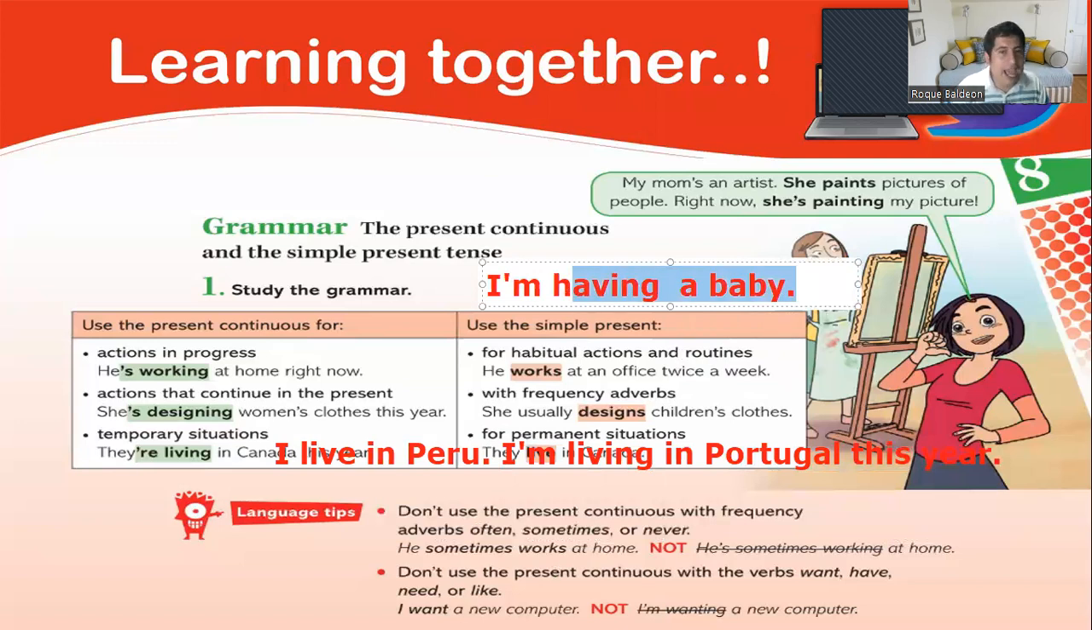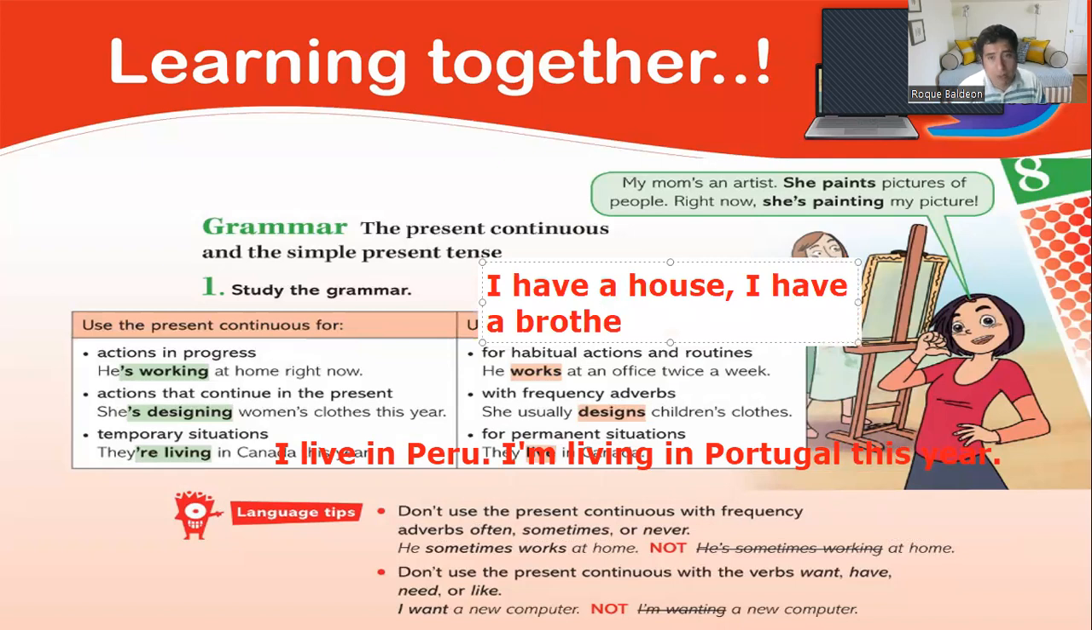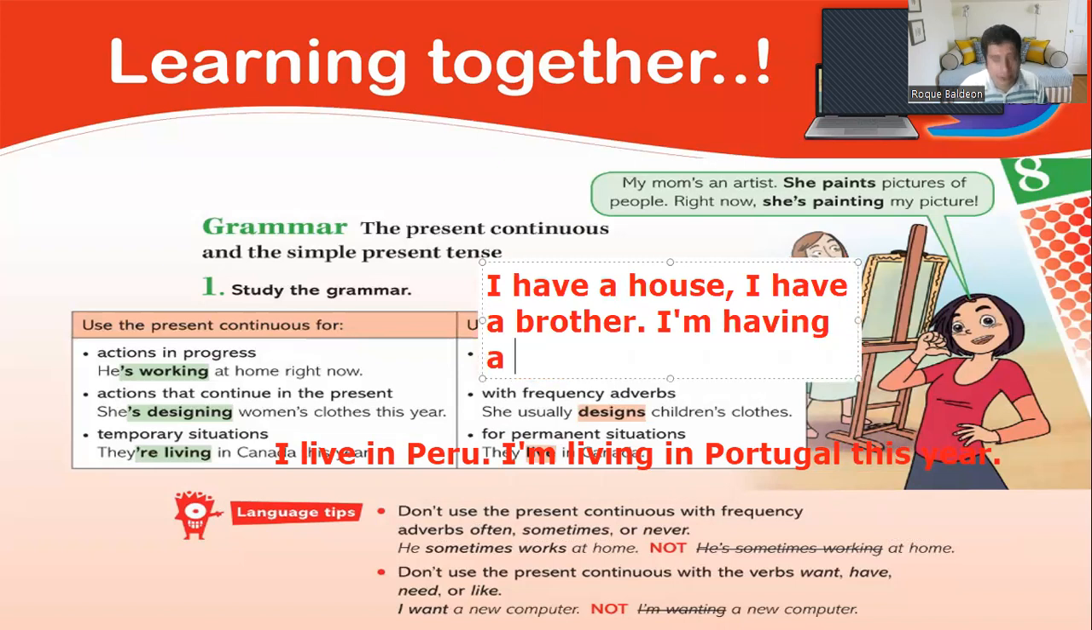Pero normalmente no se dicen having, ¿ya, friends? Normalmente decimos, I have a house. Yo tengo una casa. I have a brother. Yo tengo un hermano. I'm having a brother. No, good. Teacher, ¿se puede decir estoy teniendo un hermano? Claro, se puede decir, ¿no? Having. ¿Cuándo, teacher, yo puedo decir I'm having a brother? Cuando vos ve que su hermanito no está naciendo en el hospital, I'm having a brother.